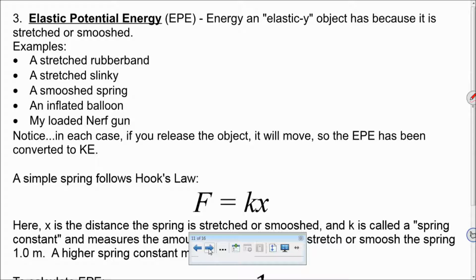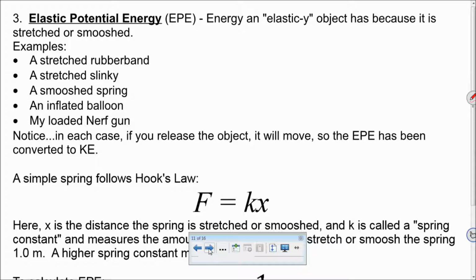Cool? All right, so we actually need to learn how to calculate elastic potential energy. In order to do that, we need to learn what is called Hooke's law. This is something that we probably could have covered when we did forces, but it always fits in better in this energy chapter.